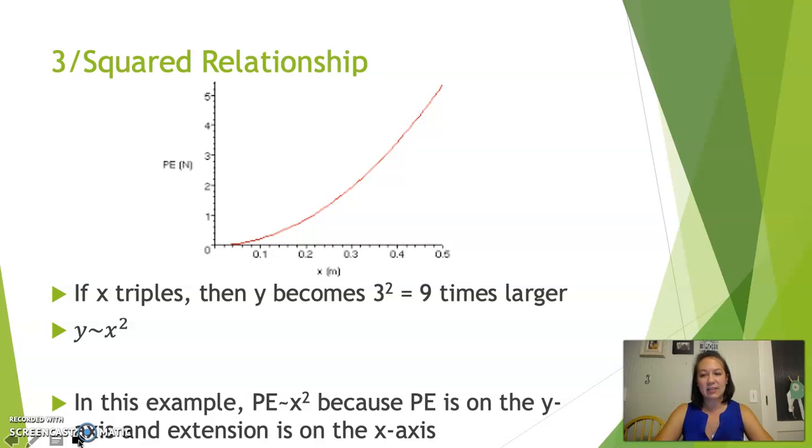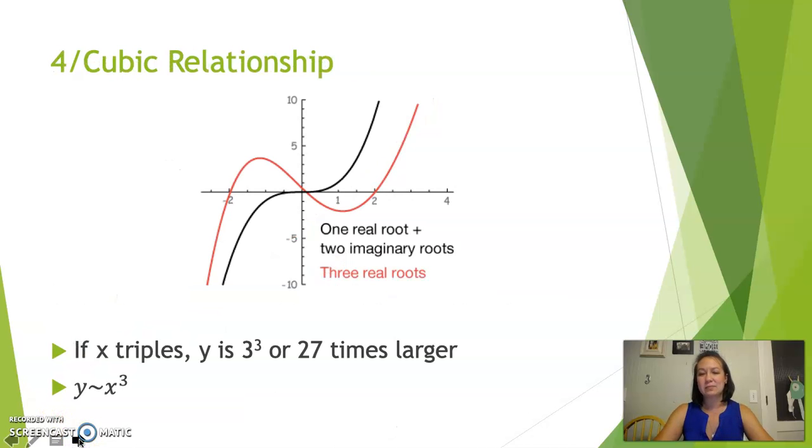Next, a squared relationship. This means if x triples, then y becomes 3 squared, or 9 times larger. In this case, y is proportional to x squared, or PE is proportional to, hey, still x squared because x is on the x-axis. Cubic relationships. If x triples, y is 3 cubed, or 27 times larger. You should know the equation for this, but please keep in mind that in physics, you're not going to see this come up pretty much at all.